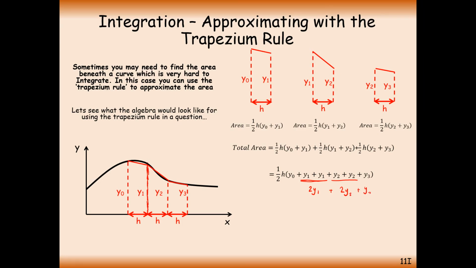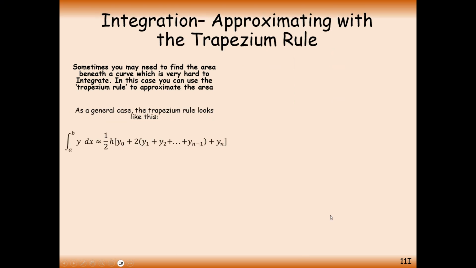But the outermost heights are left as they are. So notice y0 and y3 are as they are, they're not doubled. That's because of this. So when we had three trapeziums, that was the rule. What if we had more trapeziums? Well, the formula will always look like this.